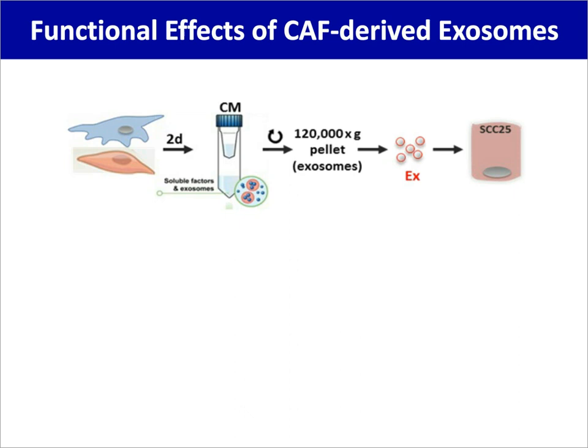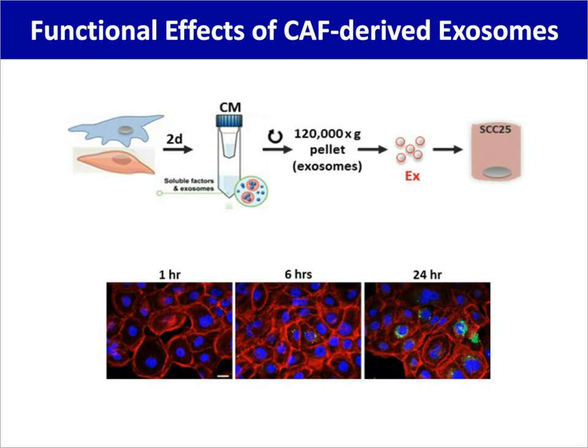So first, we did a dye tracking experiment where, similar to what was described before, protein cargo in exosomes is labeled with a fluorescent dye and added to these epithelial cancer cells. And within a relatively short time, these exosomes are internalized by these cancer cells, which also leads to activation of various signaling pathways, as assayed by phospho-specific antibodies and Western blotting, for example, the MAP kinase pathway.